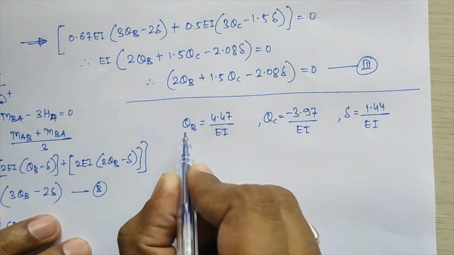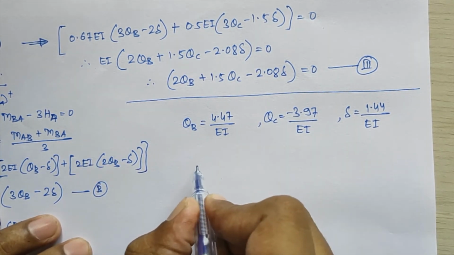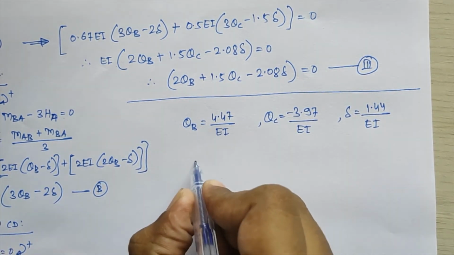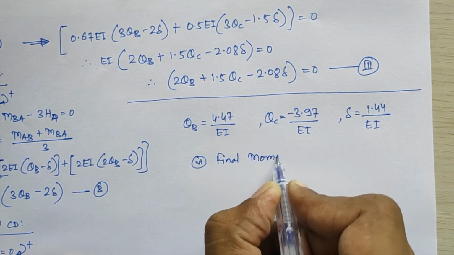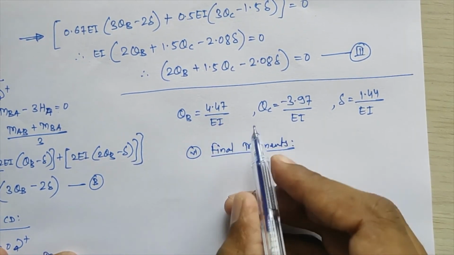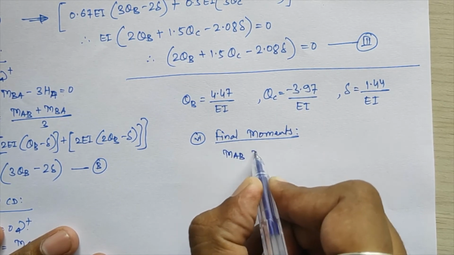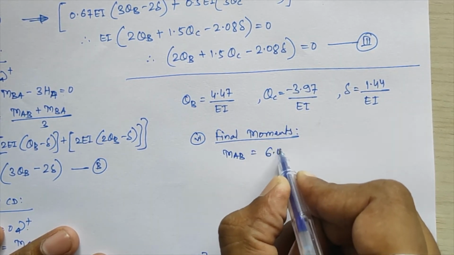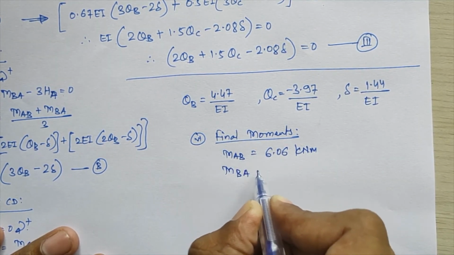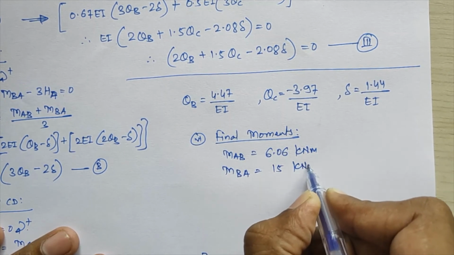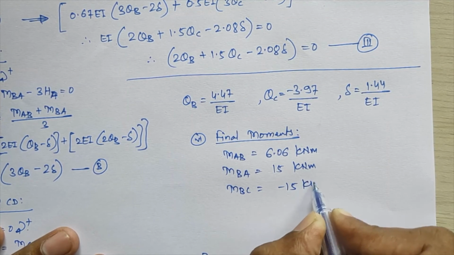Now, substituting these theta B, theta C and delta values in your slope deflection equations, I'll calculate the next step, that is step number 6, the final moments. It is the same process as we calculated previously. First MAB, you will get as 6.06 kilonewton meter. Then MBA is equal to 15 kilonewton meter. Next, MBC you will get as minus 15 kilonewton meter.